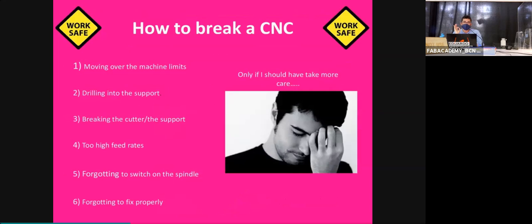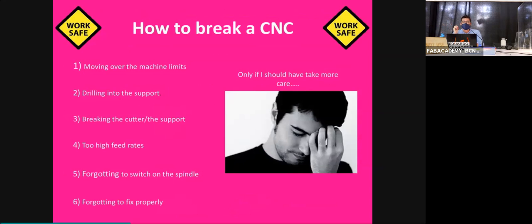So how to break a CNC? If this slide exists, it's because I've seen this a lot. Moving over the machine limits. It means if the machine is 2 meters long, don't try to cut something that is 3 meters. The machine will try to go to the 3 meter position, and basically that means get out of the machine.